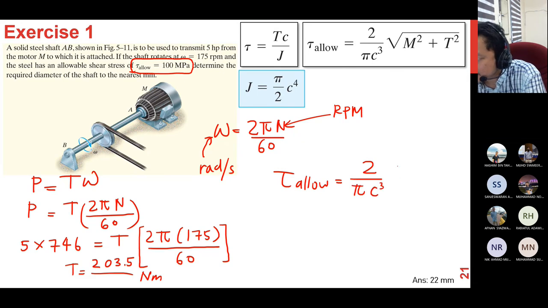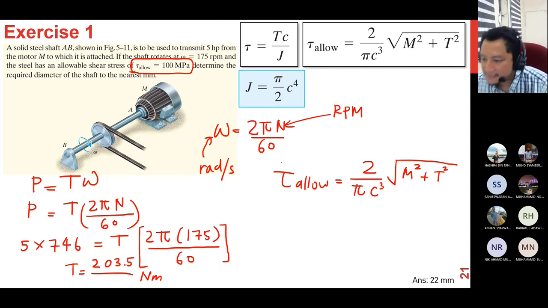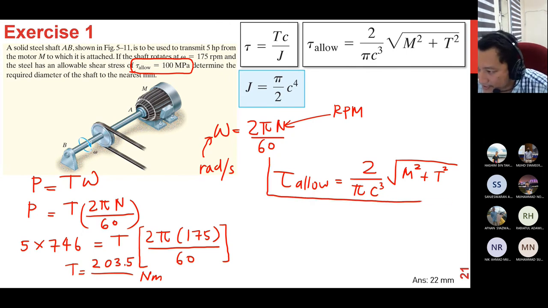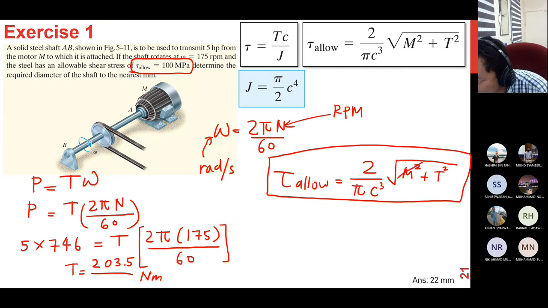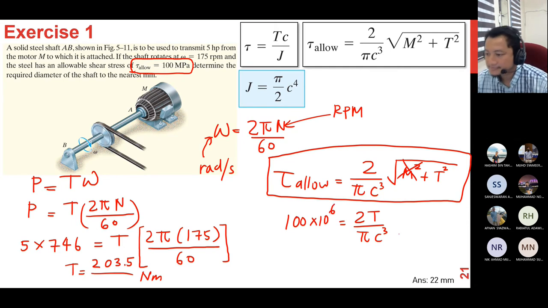C kuasa 3 punca kuasa moment kuasa 2 kuasa 2. This is the formula that you use. Cuma masalah tak ada moment. Tank out. Jadi 2T over pi C kuasa 3 sama dengan 100 darab 10 kuasa 6.